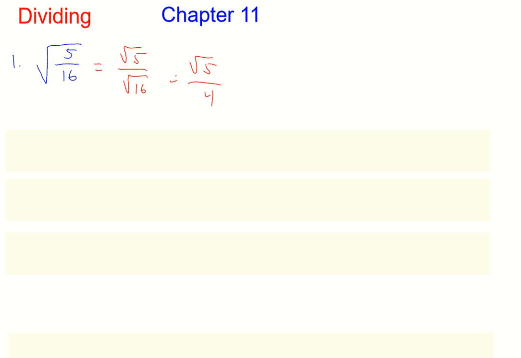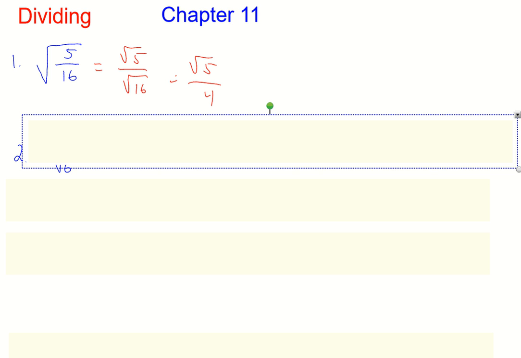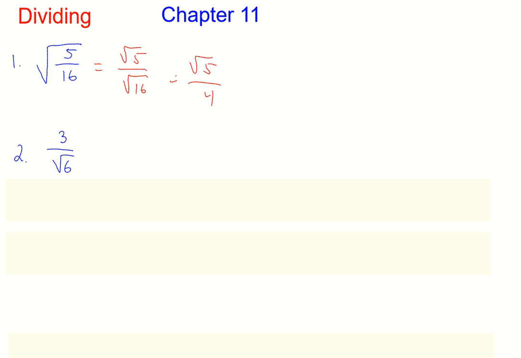You're done. Now, what about a problem like this? What if we had 3 divided by the square root of 6? Somebody tell me in words what we need to do here. Can anybody tell me in words what we need to do? Ethan? Yeah, but give me the terminology. Kaylin? We have to rationalize the denominator. All right? So go ahead and do that one. You got to rationalize the denominator.